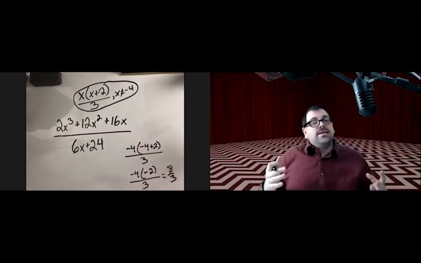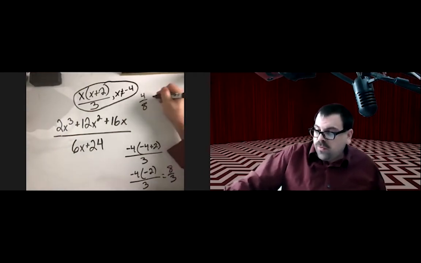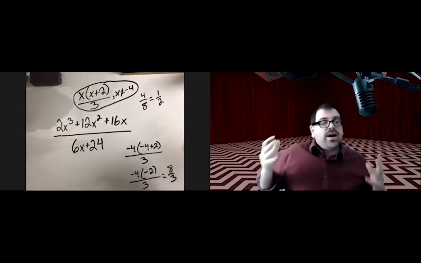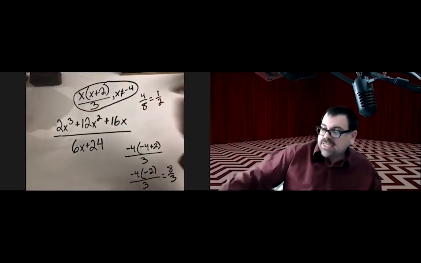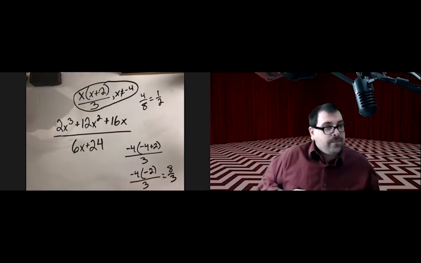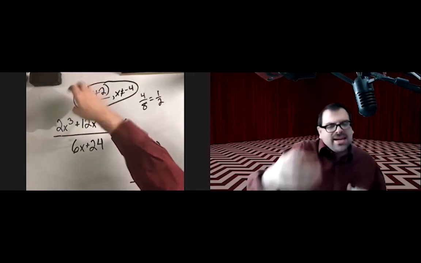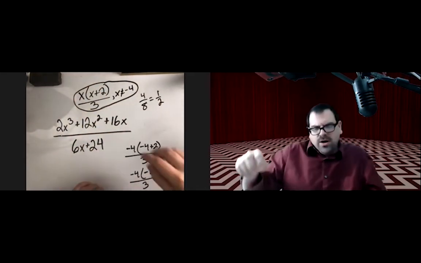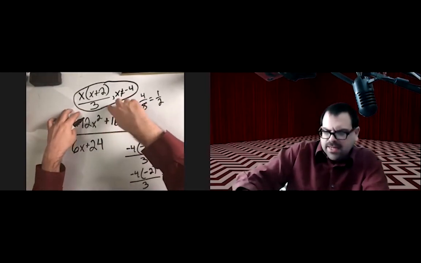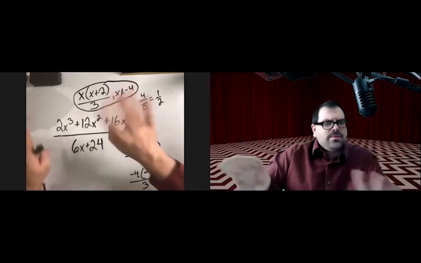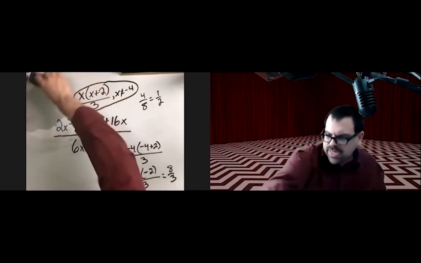And what's the whole deal about reducing fractions? 4/8 reduces to 1/2. They are equivalent. In every sense of the word, 4/8 equals 1/2. So you can't say this equals that, except for that one time where if you plug it in here, it's undefined, and you plug it in here, it's positive 8/3. We can't have any of that. So we say x can't equal -4.